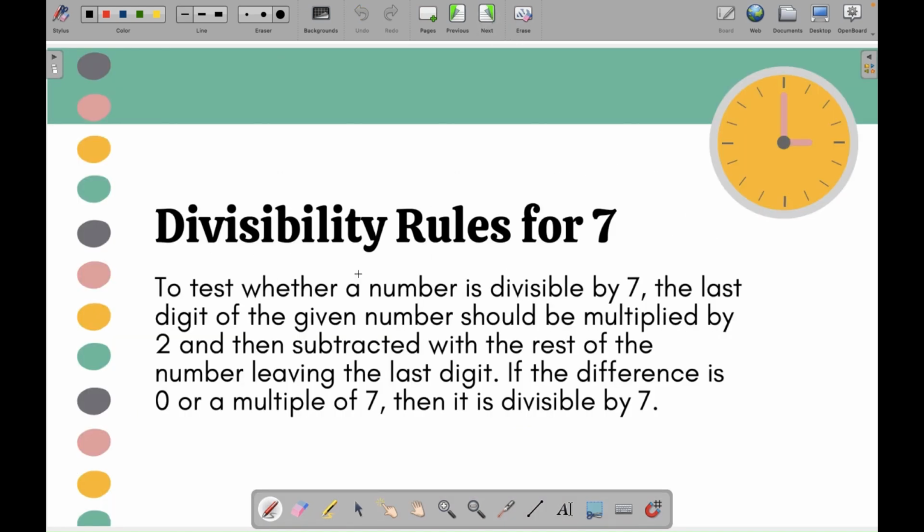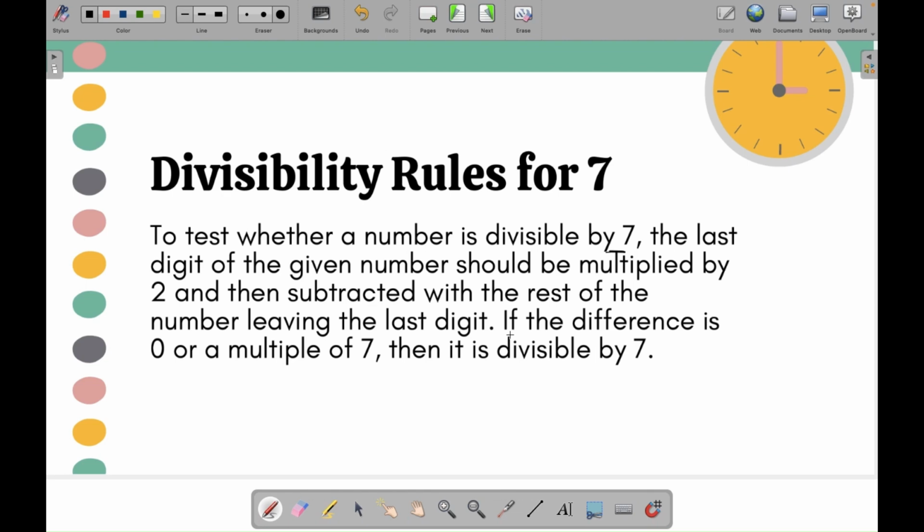Then we move on to the divisibility rule for 7. To test whether a number is divisible by 7, the last digit of the given number should be multiplied by 2 and then subtracted from the rest of the number, leaving the last digit. We don't use this much, but it is good to know this logic as well.